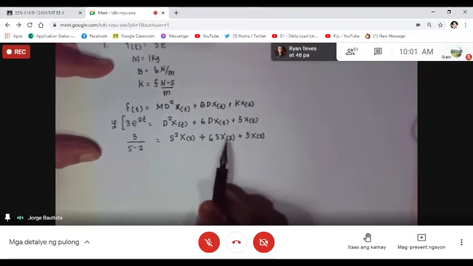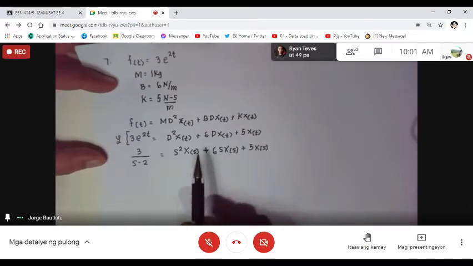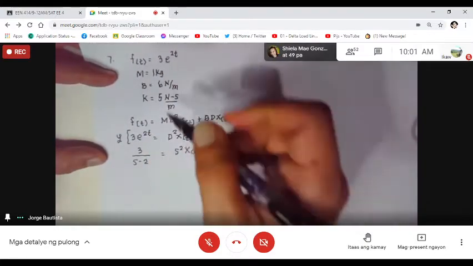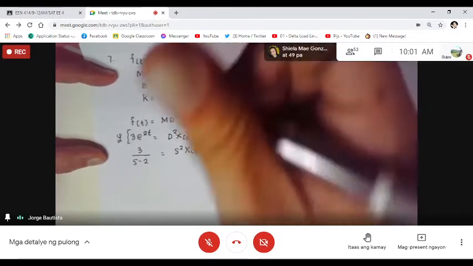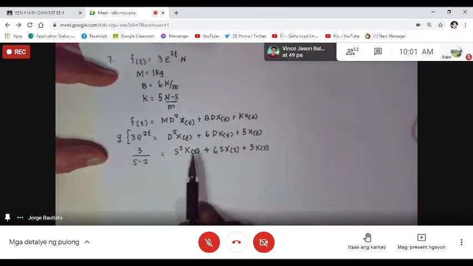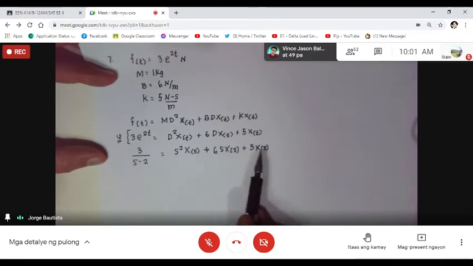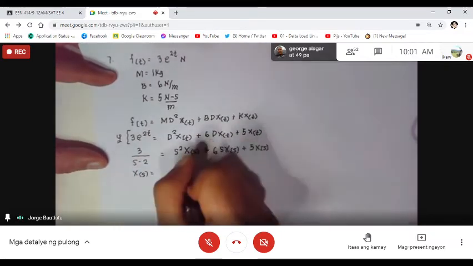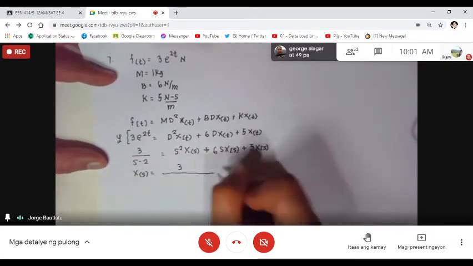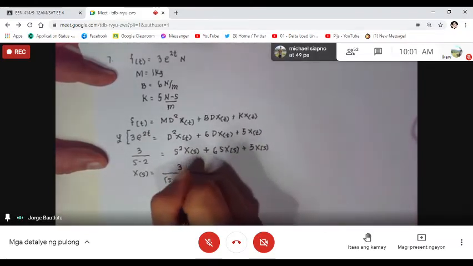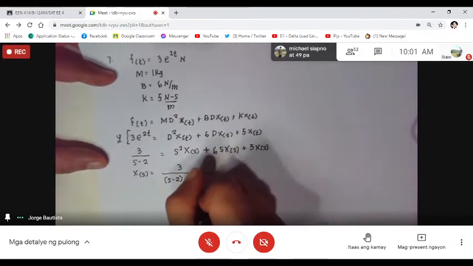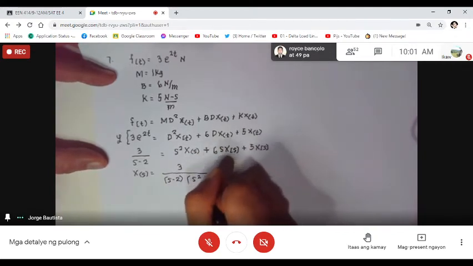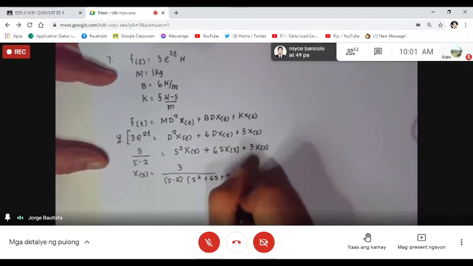Kasi yan yung length na hinahanap nung hinatak ng force na 3 e raised to 2t Newton, no? Nung hinatak niya yung object, ito yung distance na tinravel ng object nung hinatak niya, no? So therefore, x sub s, that is equal to 3 all over s minus 2, so you have s squared plus 6s plus 5. Ayan. Okay?